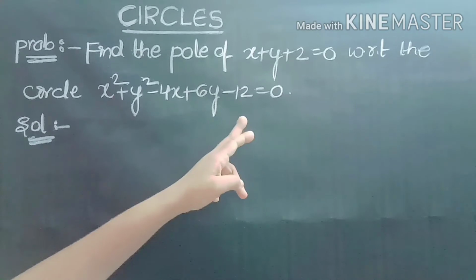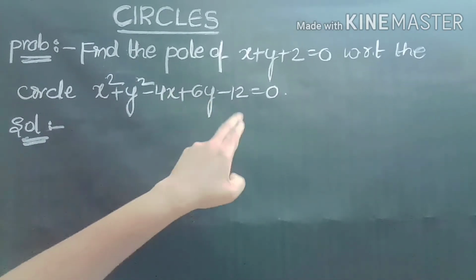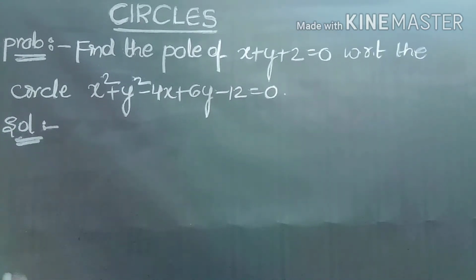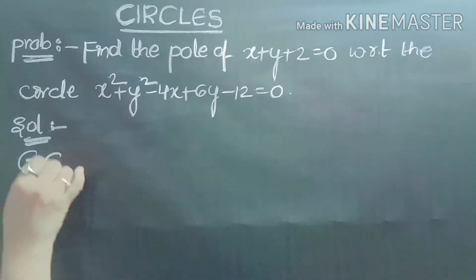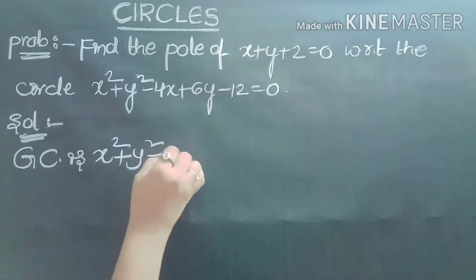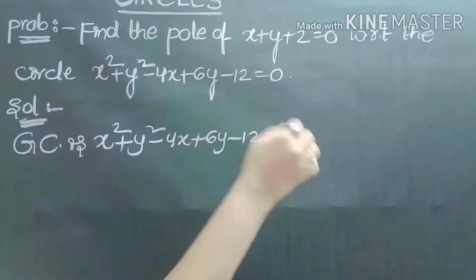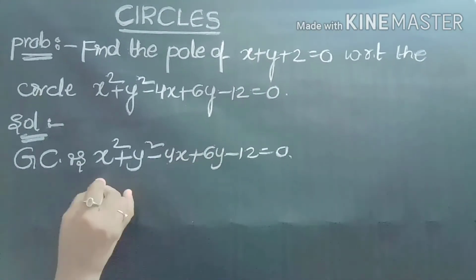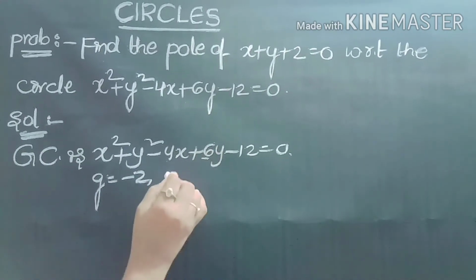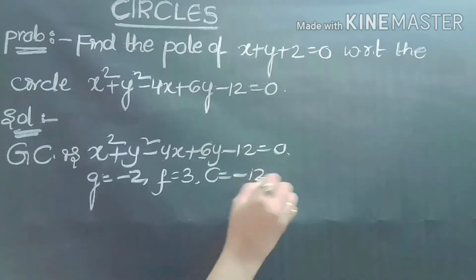Since the equation of circle is in the form of x square plus y square plus 2gx plus 2fy plus c is equals to 0, we are using the second formula here. So first we take the given circle equation. Given circle is x square plus y square minus 4x plus 6y minus 12 is equals to 0. And here 2g is equal to minus 4, then g is equal to minus 2. 2f is equal to 6, then f is equals to 3. And c is equals to minus 12.